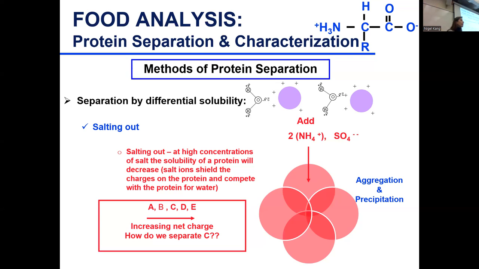Now I can add a salt concentration that precipitates C. So from lower to higher. First, separate these two. They precipitate at a salt concentration which is lower than what C needs. Then separate C. D and E are still solubilized. We don't care about them. We want to separate C.